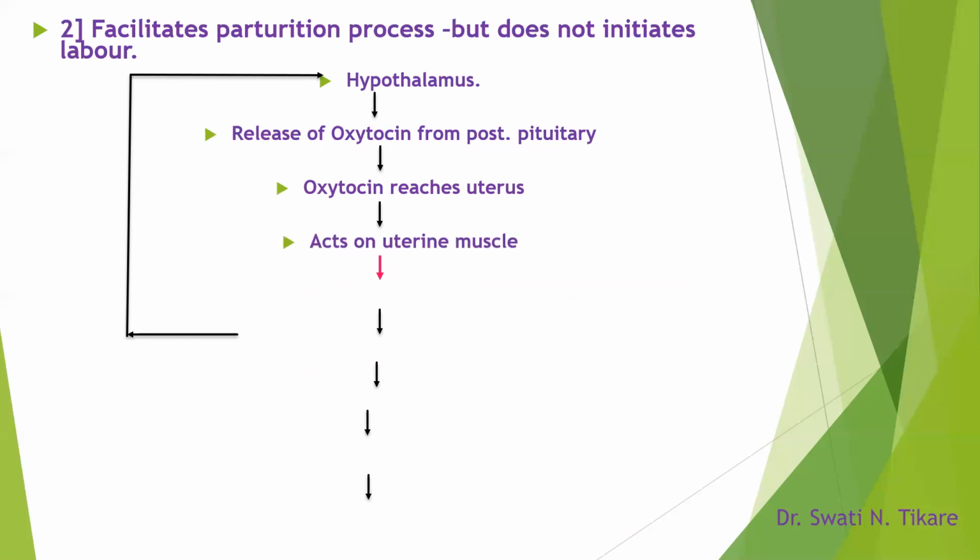It acts on the uterine muscles and causes contraction, and with the uterine contraction, the baby is pushed further downwards and presses against the cervix. This was the initial stimulus for the hypothalamus to produce oxytocin, but this becomes a positive feedback mechanism.